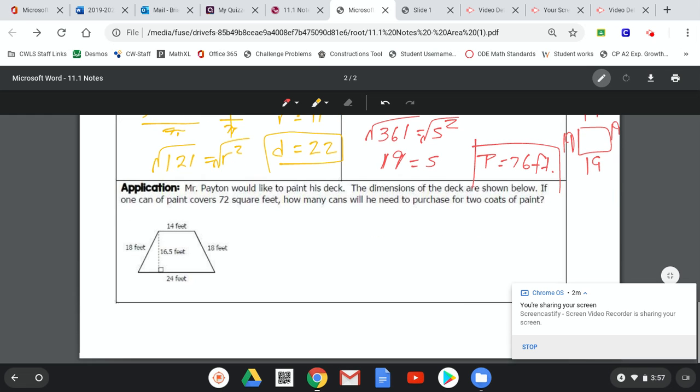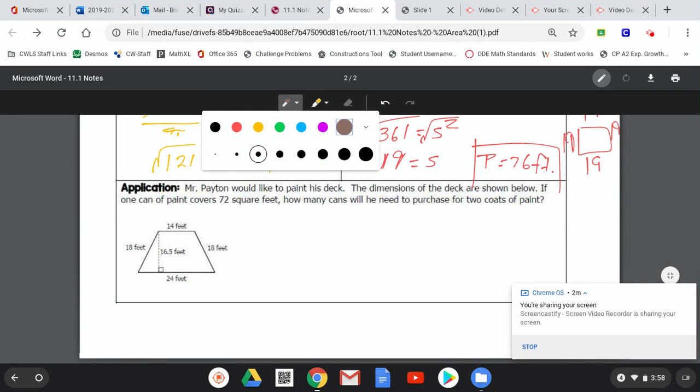Now, looking at our last problem, we made it, guys. We have made it. We are almost there. So, Mr. Payton would like to paint his deck. The dimensions of the deck are shown below. If one can of paint covers 72 square feet, how many cans will we need to purchase for 2 coats of paint? So, 2 coats of paint here.